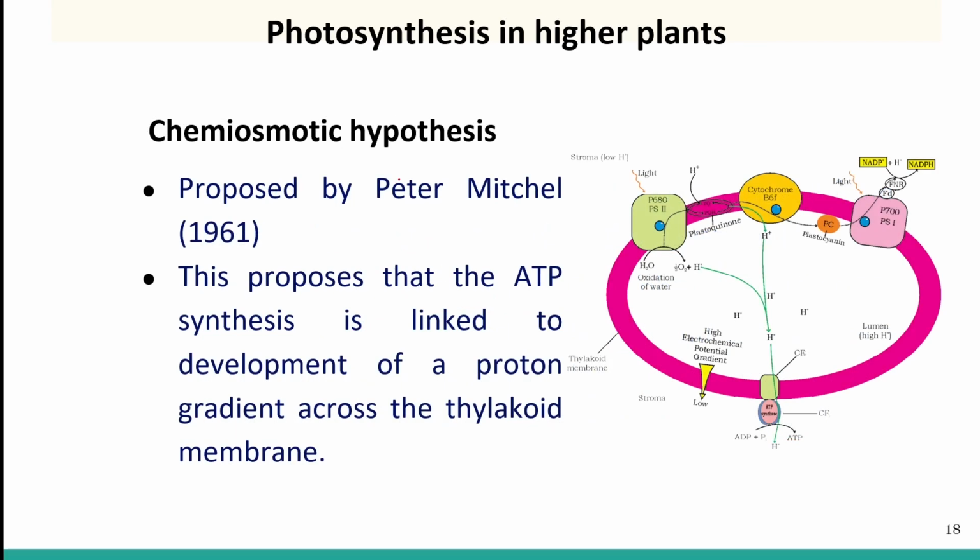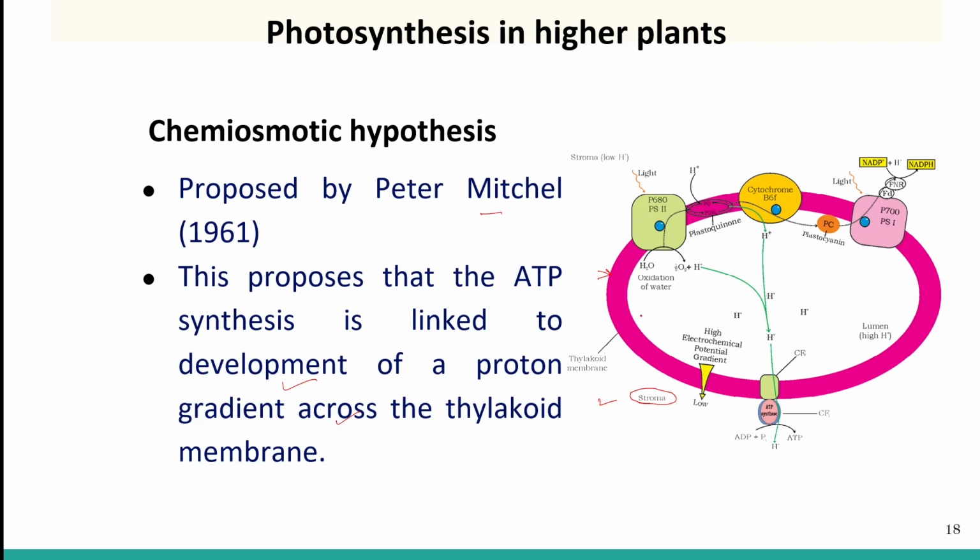Now let us study the chemiosmotic hypothesis. The chemiosmotic hypothesis was proposed by Peter Mitchell in 1961. He proposed that ATP synthesis is linked to the development of a proton gradient across the thylakoid membrane. So here you can see this is the thylakoid membrane. This is the lumen of the thylakoid, or you can say the inside of the thylakoid. This area is the stroma. Stroma is the fluid of the chloroplast.